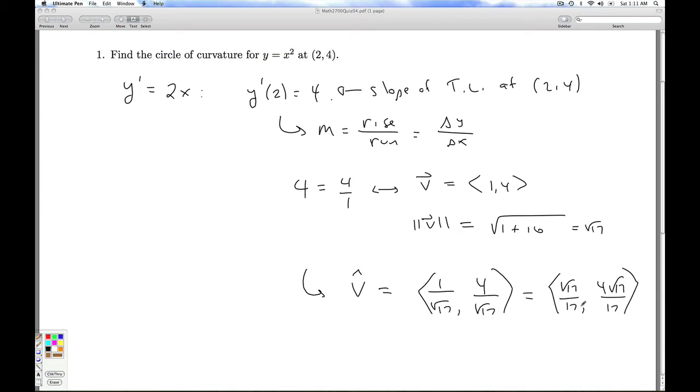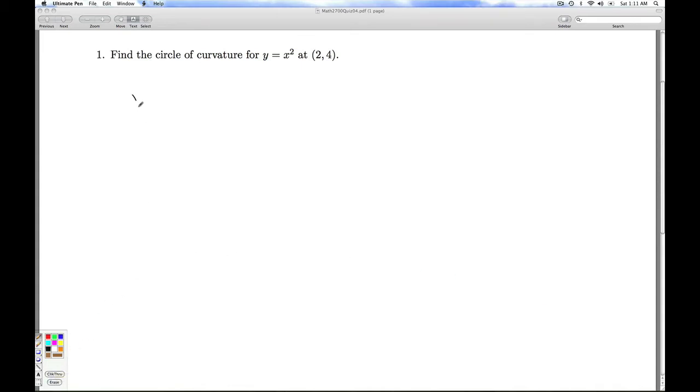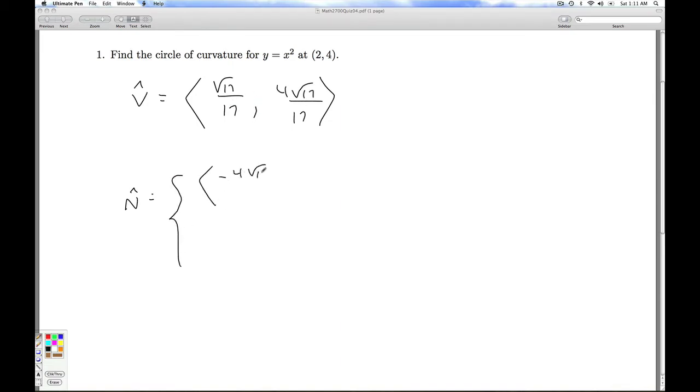Now I can do the old switcheroo on this one, because all I need is a normal vector at the point 2 comma 4. So remember how the old switcheroo works. You switch the components and make one of them negative. So I switch the order and make one of them negative, or I switch the order to make the other one negative.